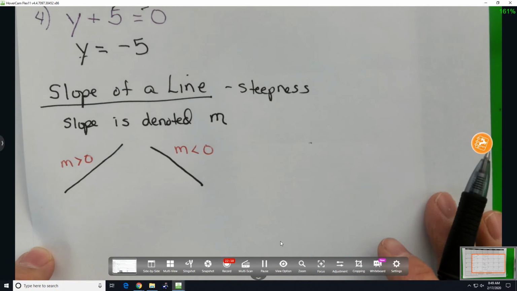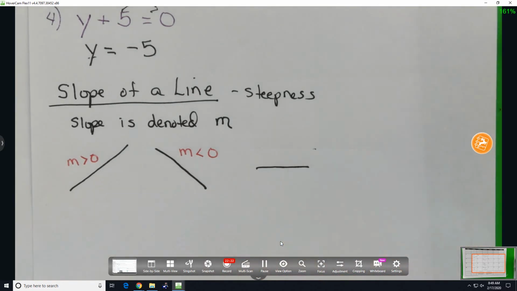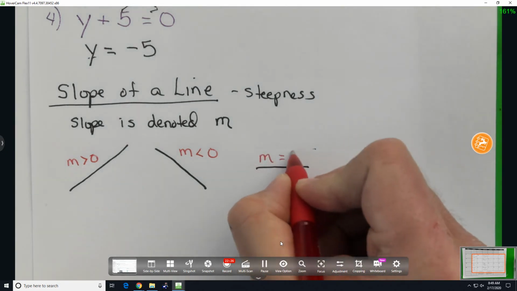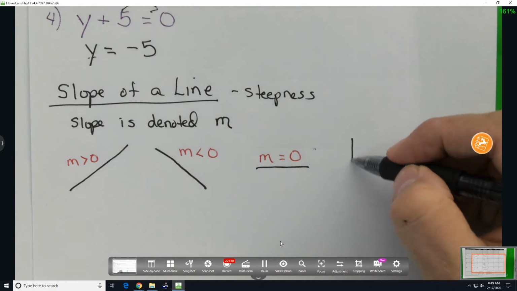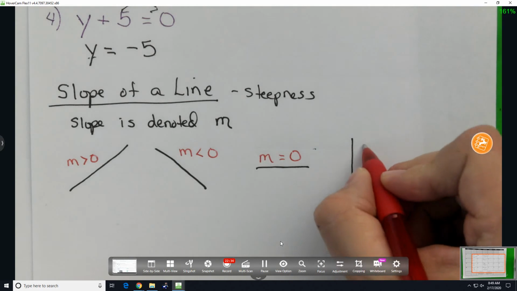There's two other types of lines. A horizontal line has a slope equal to 0, and a vertical line has a slope that's undefined.